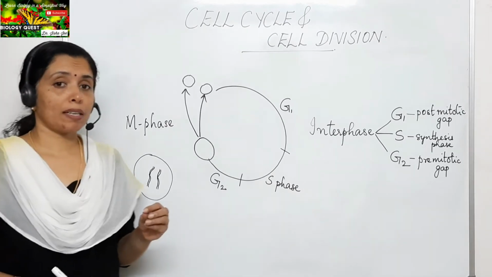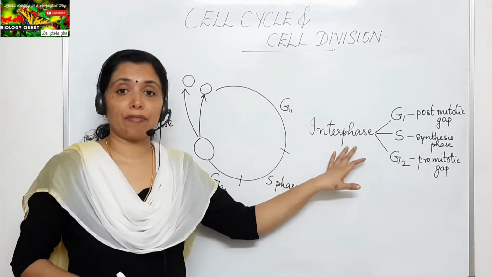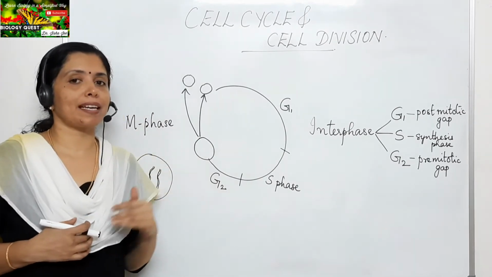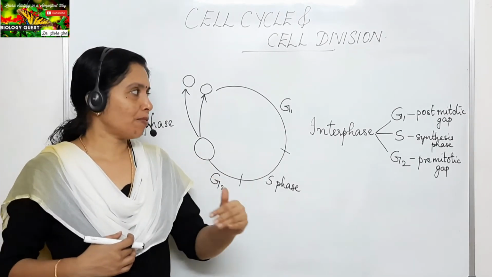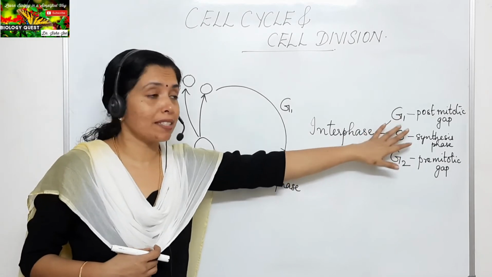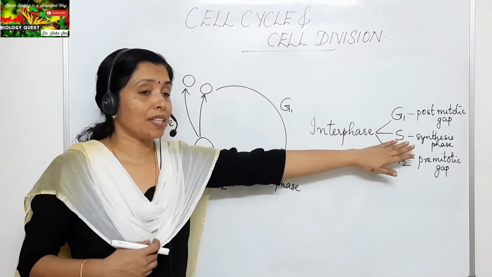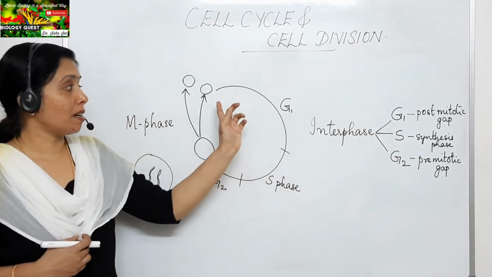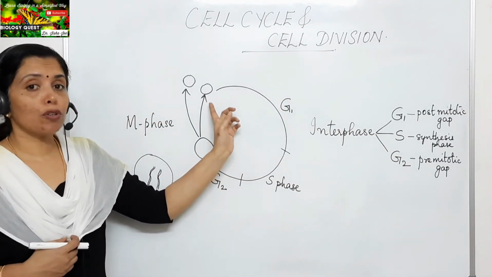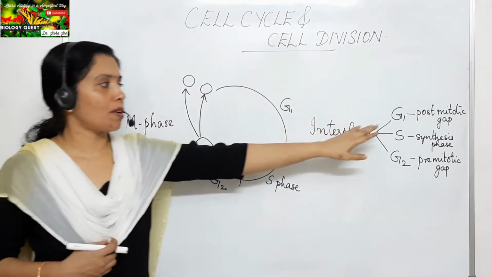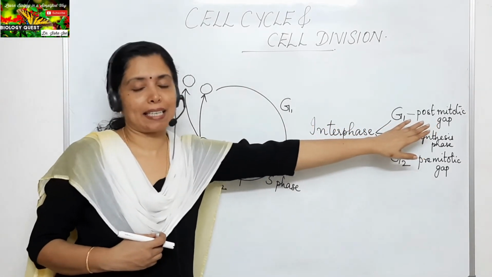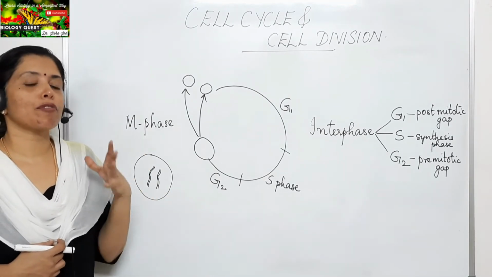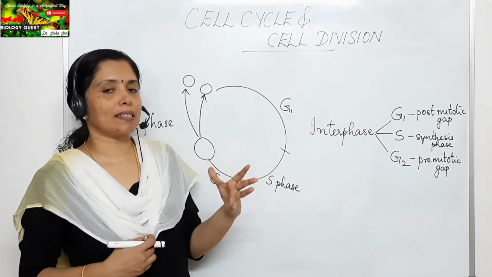So now what have you understood? We have seen that interphase is the period of growth during which the cell prepares itself for the next cell division. Interphase is divided into 3 phases: the G1 phase, the S phase, and the G2 phase. G1 phase follows the M phase. That is why it is called the post-mitotic gap phase, during which the cell increases in size, and more RNA, proteins, etc. are synthesized.